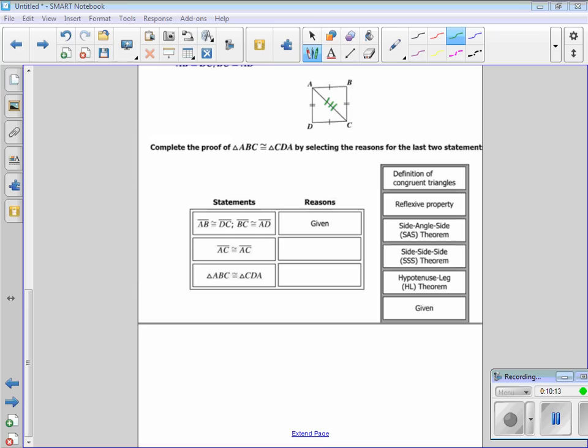So for me, I know AC is congruent to AC because of the reflexive property. We've talked about that quite a bit in class. Okay, and so then we have a side, and then another side congruent. So this is going to be a side angle side or side side side proof that the two triangles are congruent. Hopefully that was easy as pie for you. Let's move on.